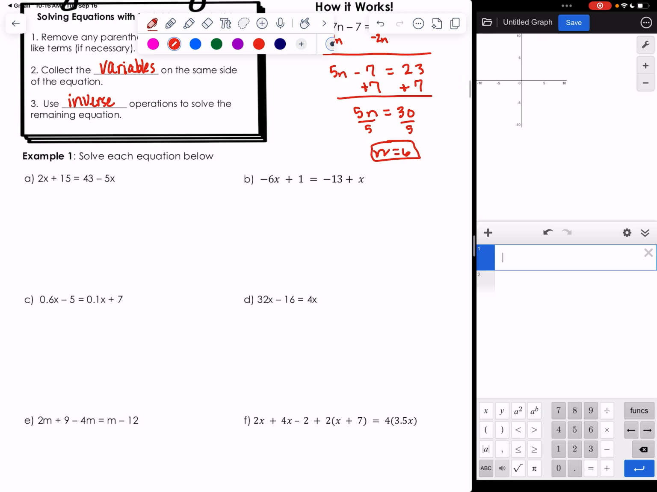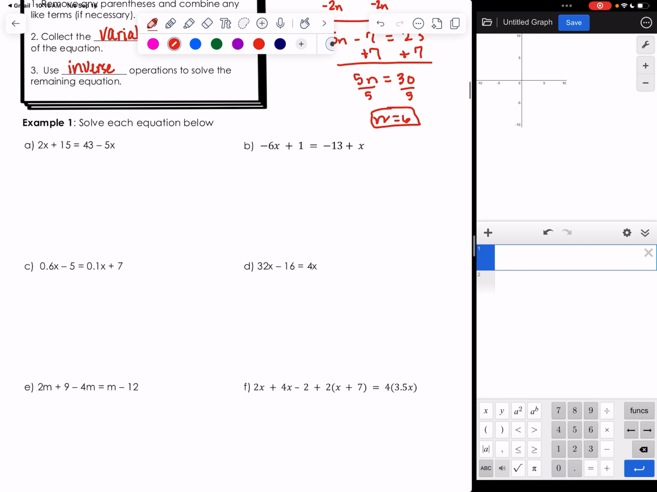In example 1, it says solve each equation below. And in problem A, we have 2x plus 15 equals 43 minus 5x. Now, I want you to start on the right side of the equation. Notice on the right side of the equation, there's a negative 5x. We want to remove that negative 5x. So the opposite of negative 5x would be plus 5x. So I will add 5x to this side, which means I must add 5x to this side. Now, when you add it to the left side, make sure you line it up under the 2x and not under the 15.